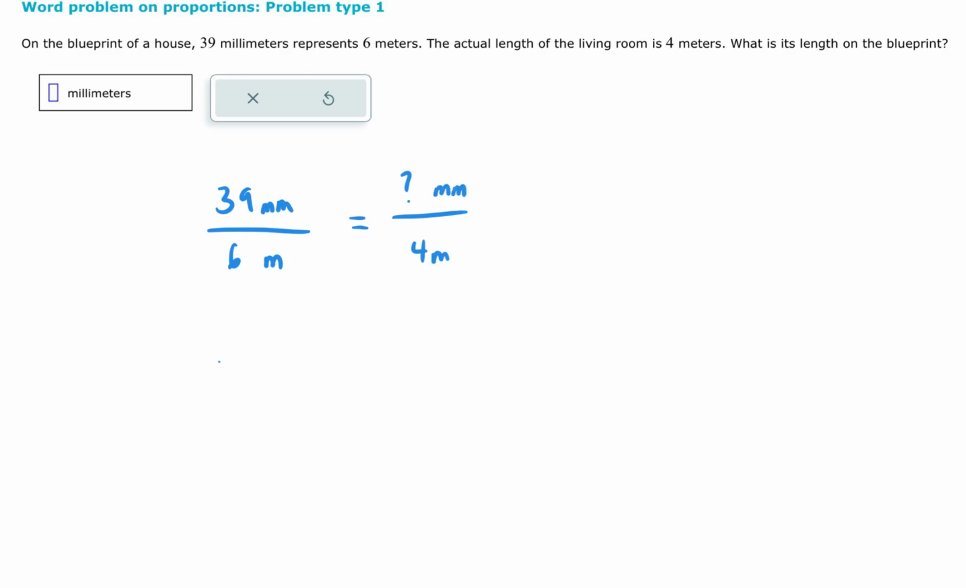So whenever possible, simplify, and I can divide both of these by 3, which gives me 13 over 2. Now I'm going to rewrite my proportion. And it looks like I'm multiplying by 2. 13 times 2 is 26, so our answer is 26 millimeters.